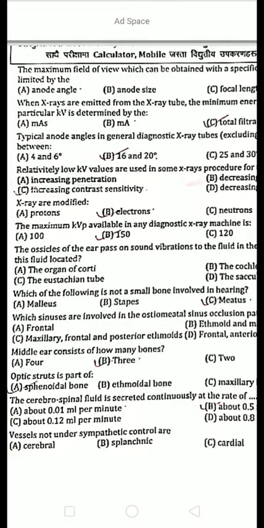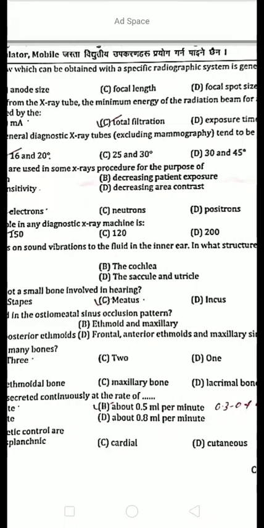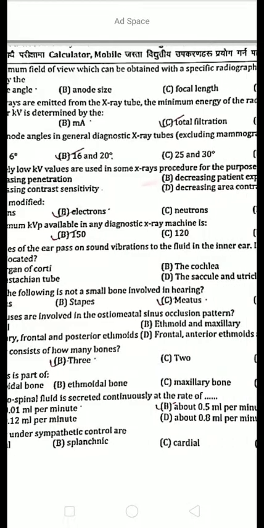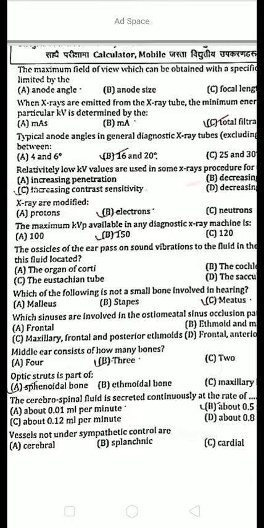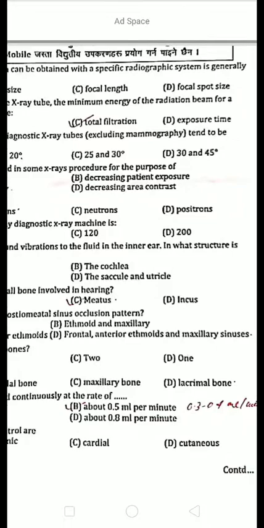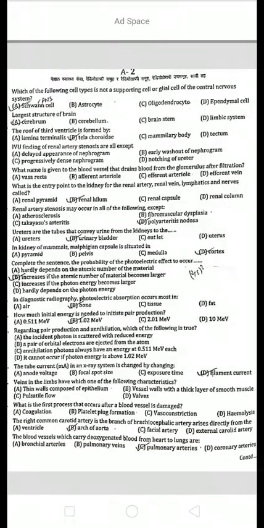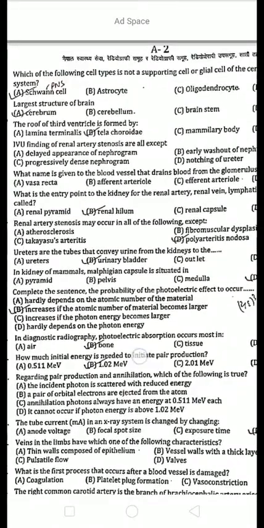Which vessel is not under sympathetic control? Splenic, cardiac, cutaneous, or cerebral vessels. The correct answer is D, cardiac, which is not under sympathetic control.